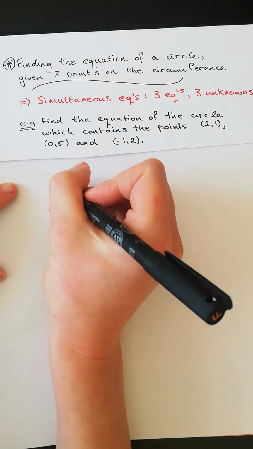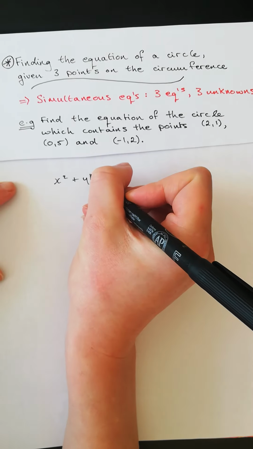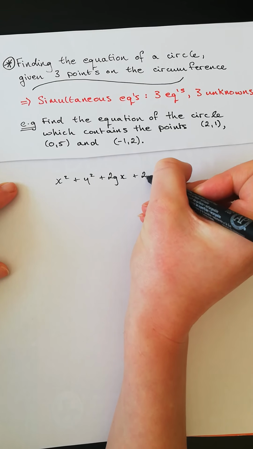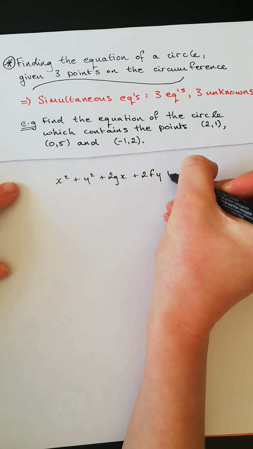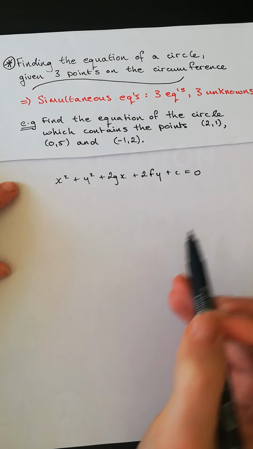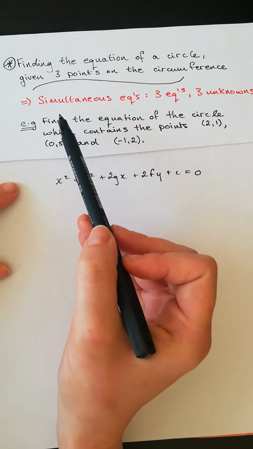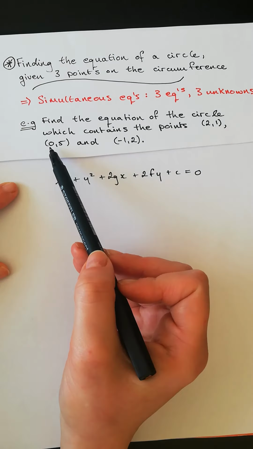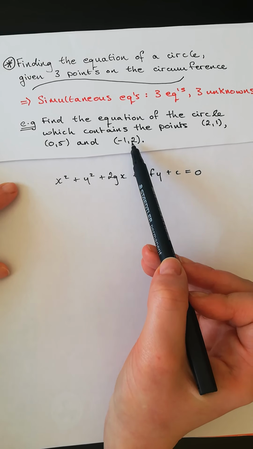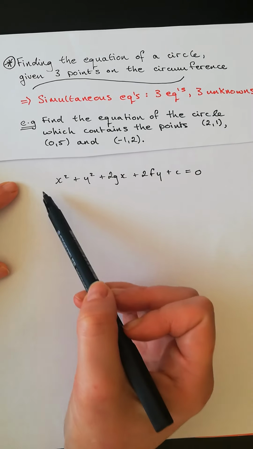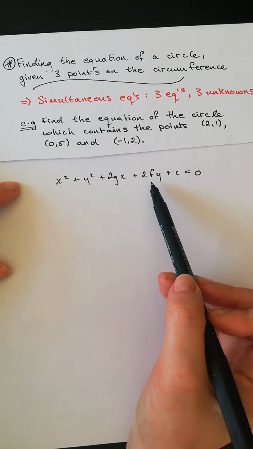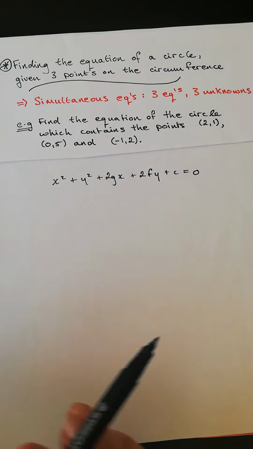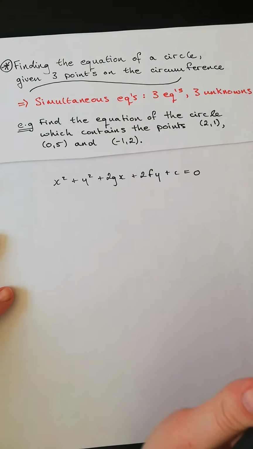Okay, equation of a circle. I'm going to use the general equation of a circle, x squared plus y squared plus 2gx plus 2fy plus c equals 0. Okay, I've been given 3 points. The question is find the equation of the circle which contains the points (2, 1), (0, 5) and (-1, 2). Now, in my general equation of a circle, I've got 3 unknowns, g, f and c. To find 3 unknowns, we have to have 3 pieces of information, and we do. We've been given 3 points on that circle.